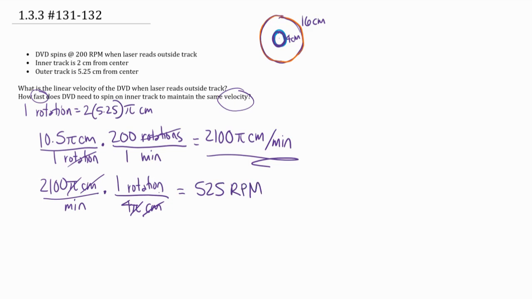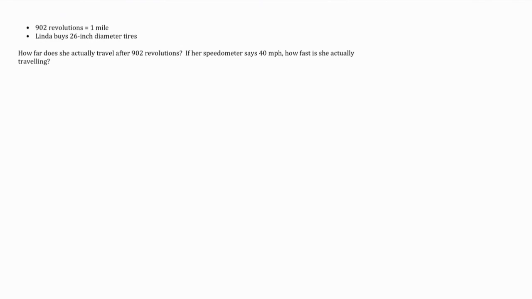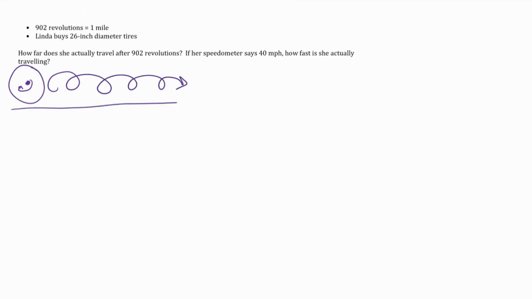Now, in this next problem, we kind of have the opposite thing happening, where the rotations per minute is not changing. The linear velocity is changing. So in this problem, we're talking about the car. You can read through the problem yourself. You should have already done this. This particular car thinks that if it revolves the axle 902 times, that means the car has traveled 1 mile. So the center part of your wheel, if it spins around 902 times, then they're saying the wheels of your car will have completed 1 mile.